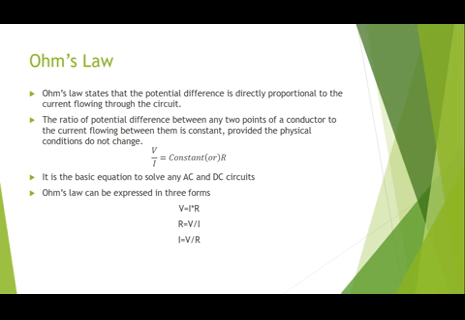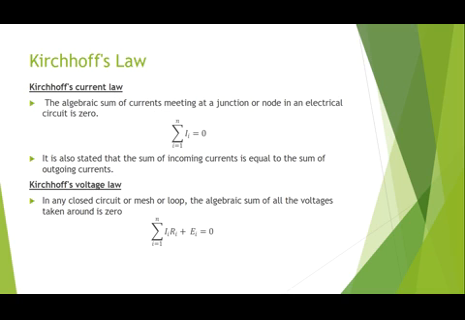In another way, we can say Ohm's law is nothing but the ratio of potential difference between any two points of a conductor to the current flowing between them is constant. That is, V by I is equal to constant. Constant is nothing but R, the resistance. It is a basic equation to solve both AC and DC circuits, and Ohm's law can be expressed in three forms. First one is V is equal to IR, R is equal to V by I, and I is equal to V by R.